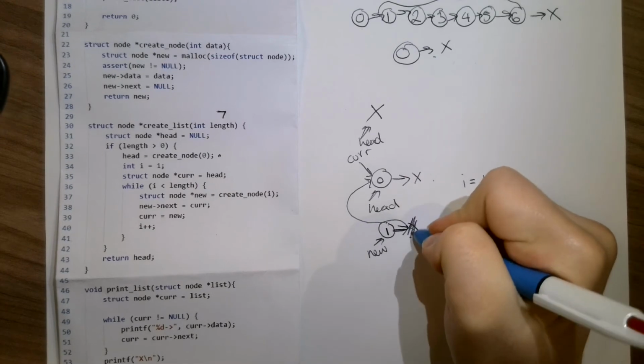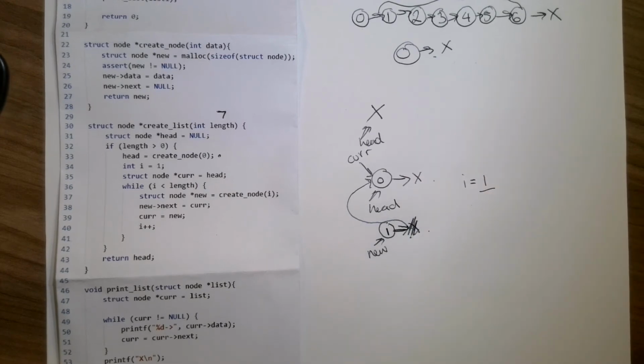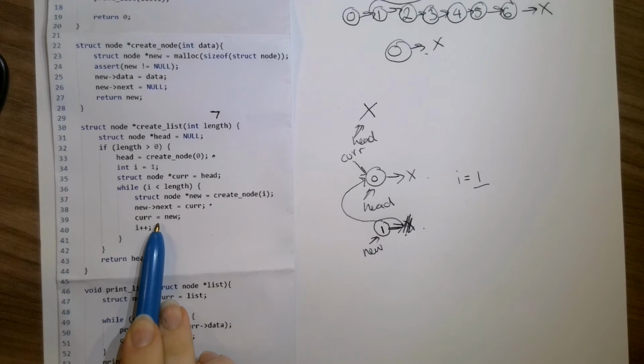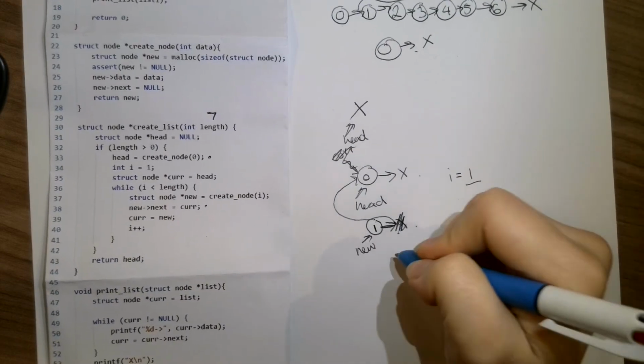Great. Let's get rid of that. Okay. New next is current. So that line has been done. We're up to this line. Current is new. So we want to move this current pointer to be here.